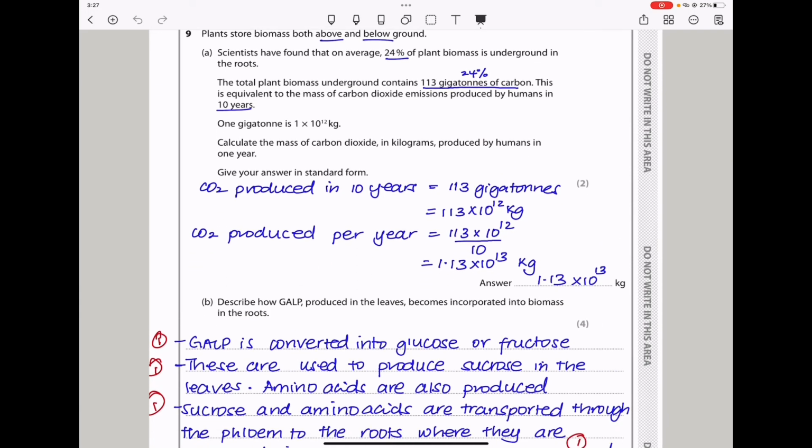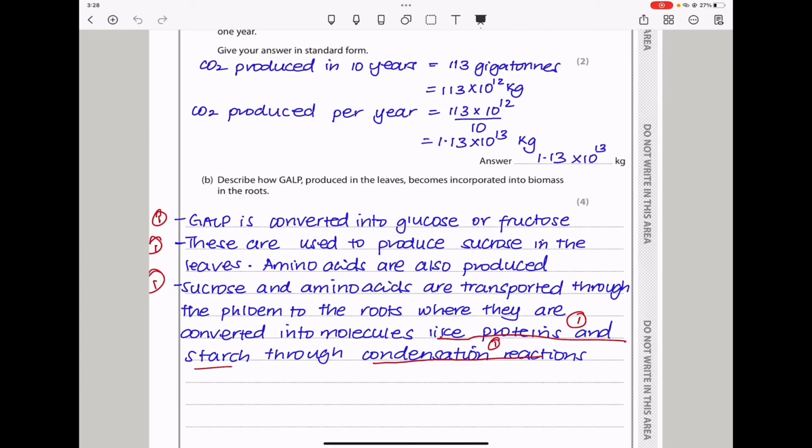So that means CO2 produced in 10 years is 113 gigatons. But 1 gigaton is that, so 113 times 10 power 12 is going to be the mass in kilograms. So CO2 produced per year is going to be that divided by 10 because this is for 10 years, giving us 1.13 times 10 power 13 as the mass of CO2 produced per year in kilograms.